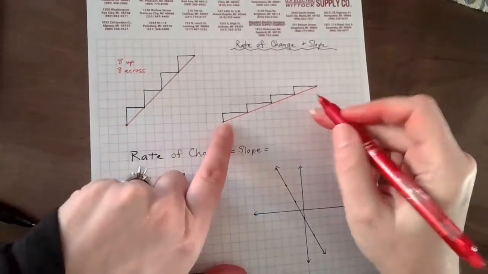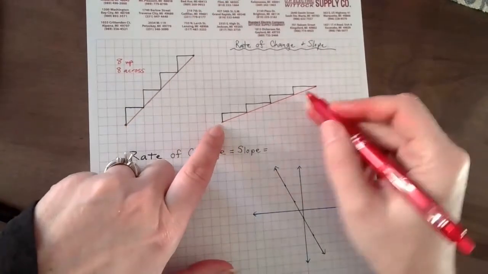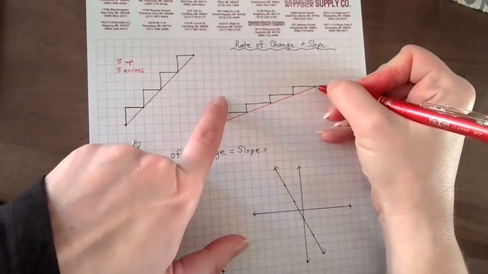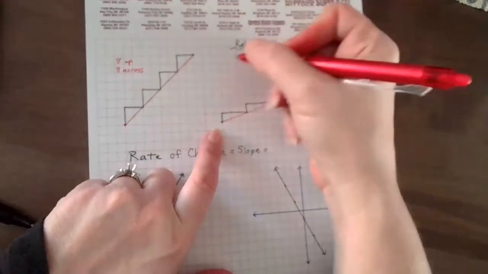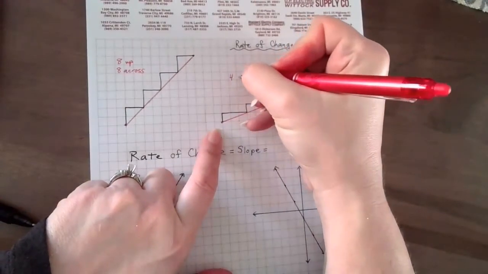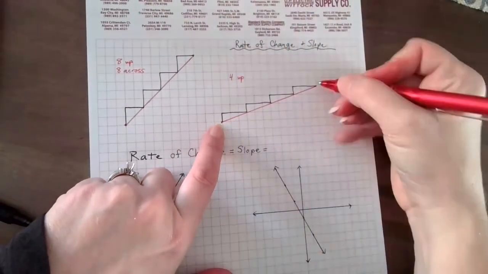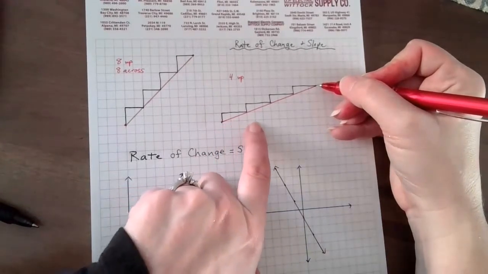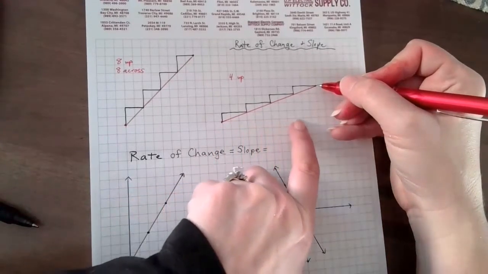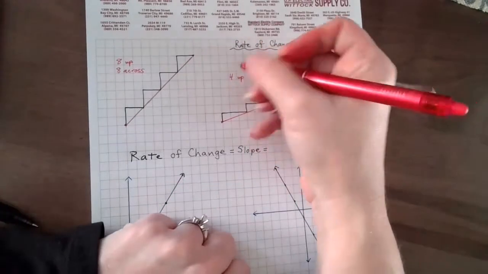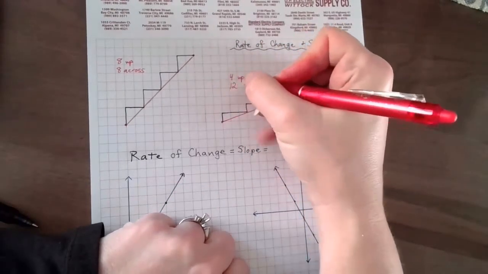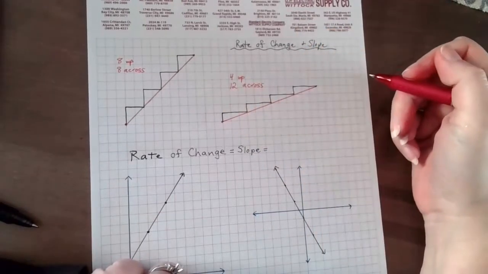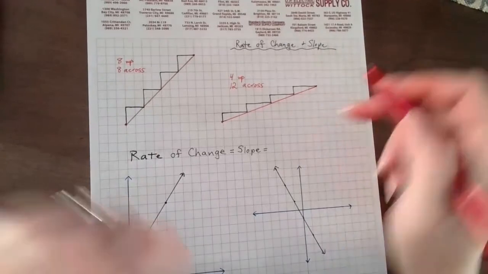As opposed to my less steep staircase, beginning to end, which goes up 1, 2, 3, 4 blocks only. So this is going 4 up. And then across, beginning to end, 1, 2, 3, 4, 5, 6, 7, 8, 9, 10, 11, 12. So this is going 12 across. Okay, so if they're both 4 steps, which one is steeper?